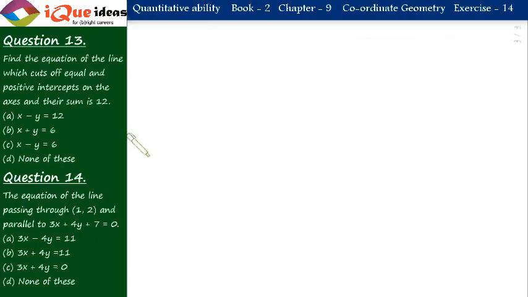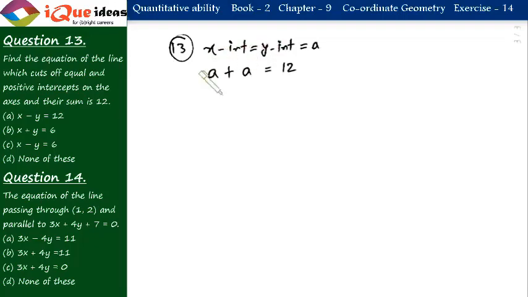Now the next question, question number 13. It says find the equation of the line which cuts off equal and positive intercepts. So let's assume that the x-intercept is equal to the y-intercept is equal to a, right? And both are positive intercepts. There is another thing: it says the sum of those intercepts is 12. So a plus a is equal to 12. So we have 2a is equal to 12, that is a equal to 6. So we have calculated the length of the x-intercept as well as the y-intercept.